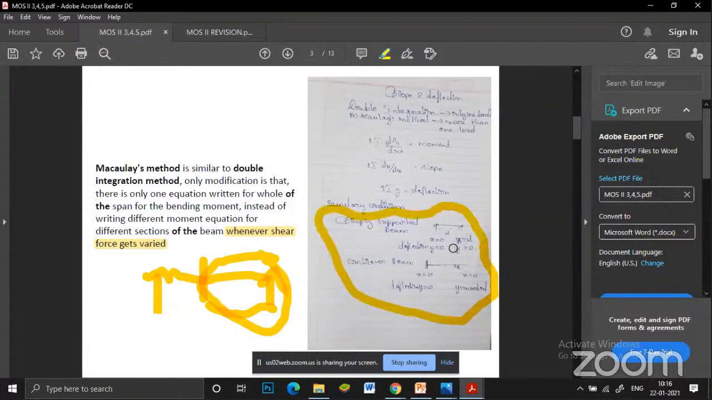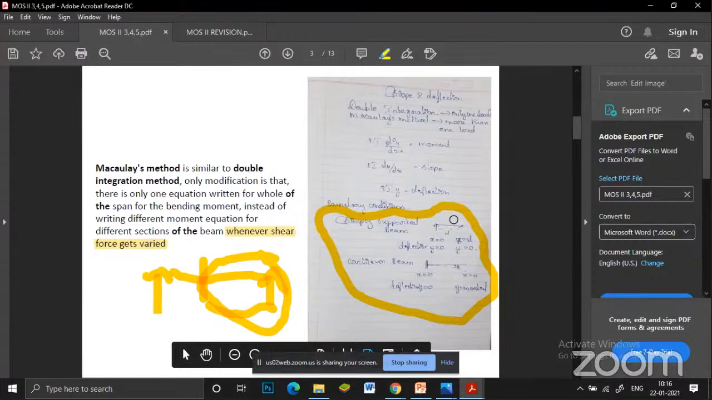For simply supported beam, at x equal to 0 and x equal to L, the deflection y is equal to 0. For cantilever, at x equal to 0, the deflection y is equal to 0, and the slope is 0 at the fixed end, and y is maximum deflection at the free end. They might ask you these questions in one word.